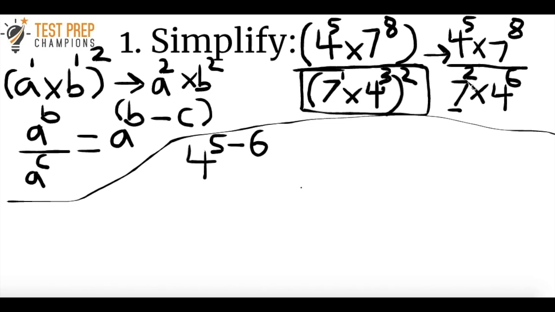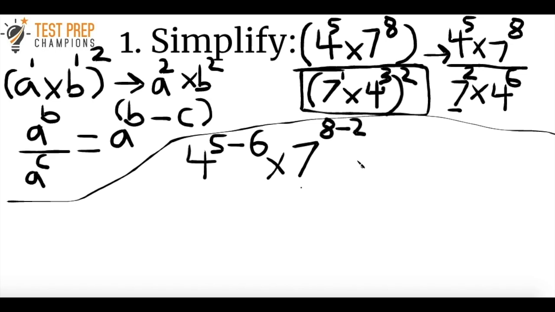And now with our 7s, up here we've got 7 raised to the power of 8, and down here we've got 7 squared. So we can rewrite that, and we still have to leave our multiplication sign in place, as 7 raised to the power of 6. Before I leave that 6, let me show you how I got that. We would just do 8 minus 2.